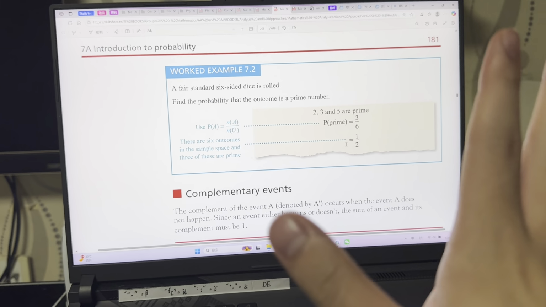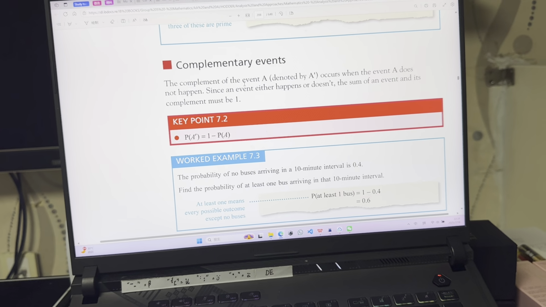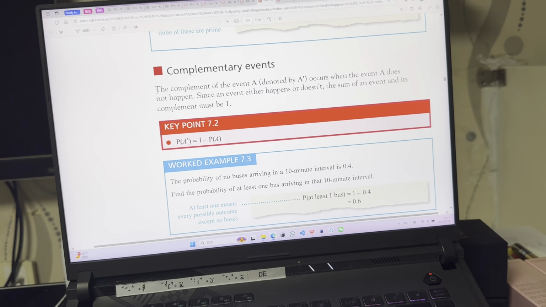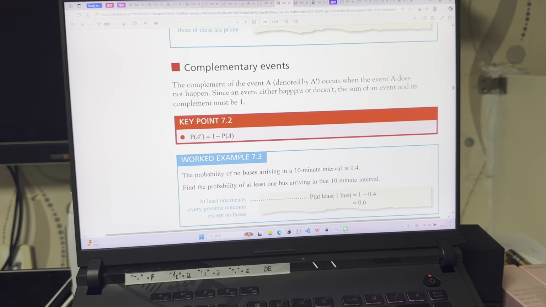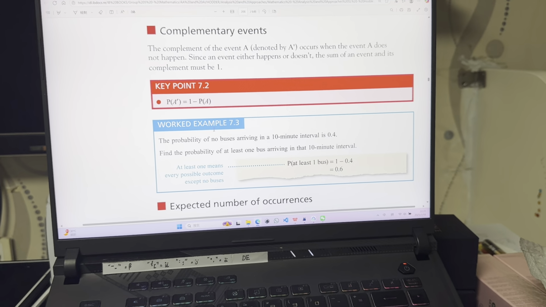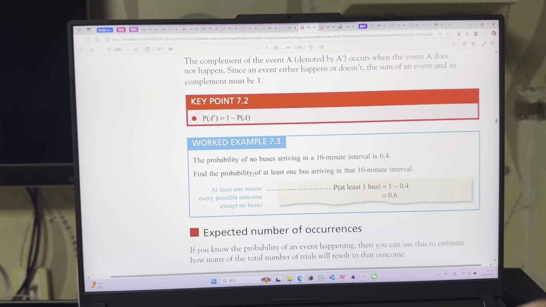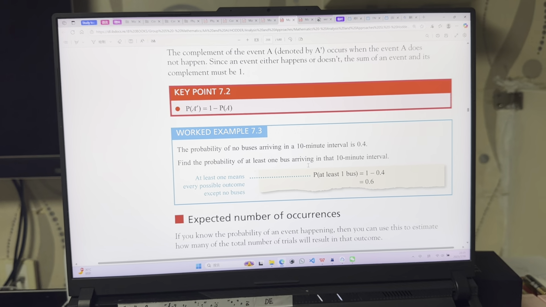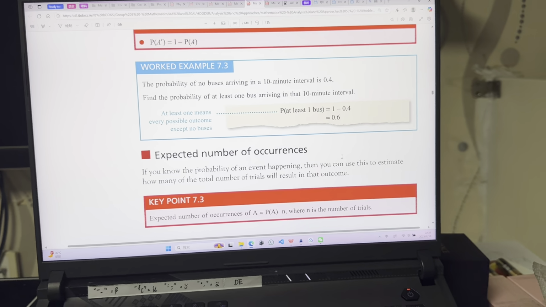Okay, let's skip this topic. The probability of the complement of the event A will be 1 minus the probability of event A. For example, the probability of no buses arriving in a 10 minute interval is 0.4. So the probability of at least one bus arriving in that 10 minute interval will be 1 minus 0.4, right?